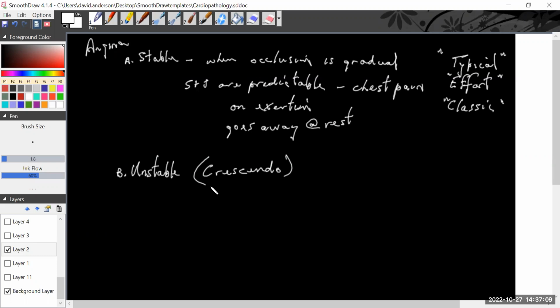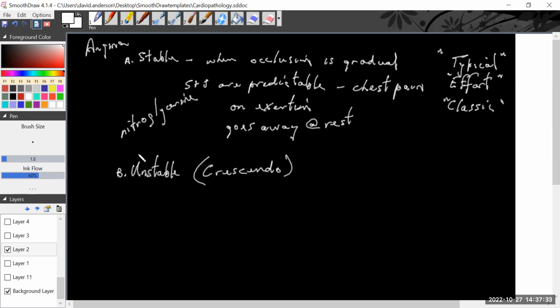So these patients in stable, I should just mention, nitroglycerin, which vasodilates the coronary blood vessels and so opens up the lumen, will get rid of the symptomatology. In unstable, it's not going to be responsive to nitroglycerin.